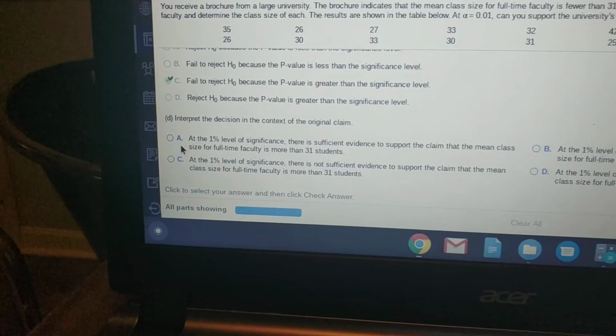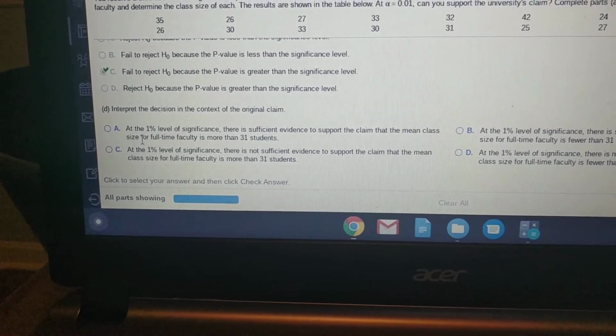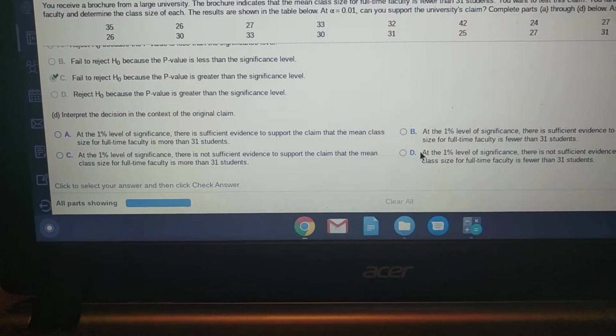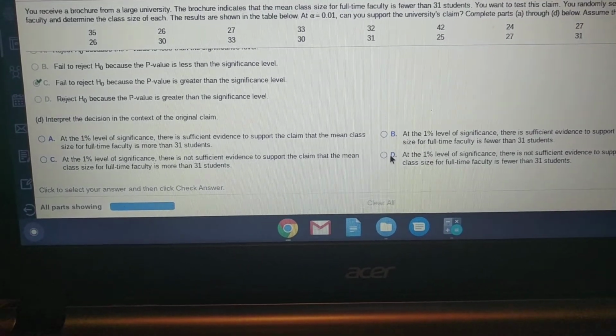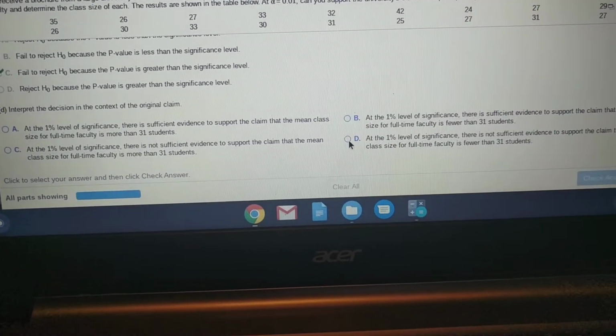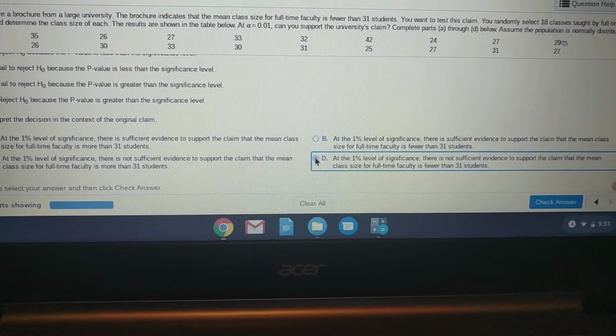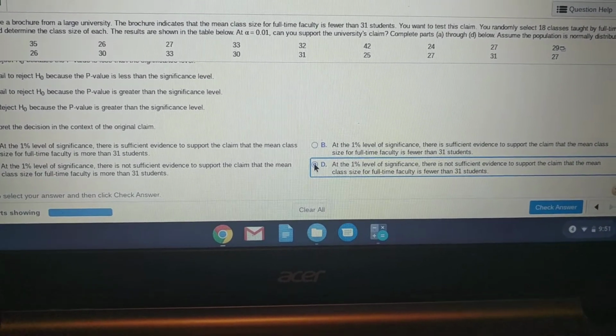So at the 1% significance level, there is insufficient evidence to support the claim. There is not sufficient evidence to support the claim that class size is fewer than 31.